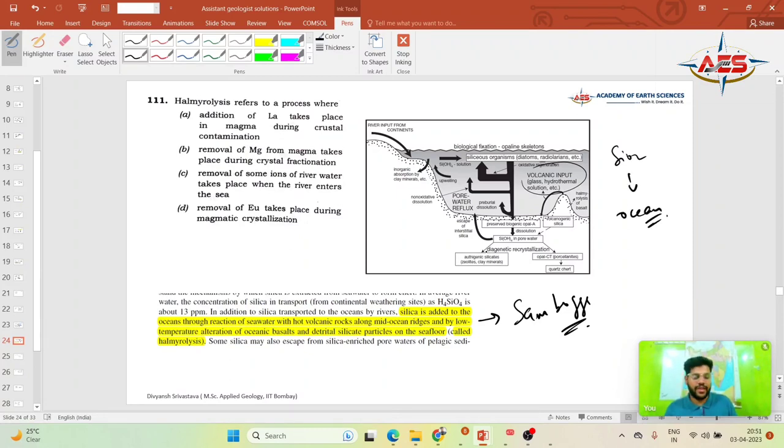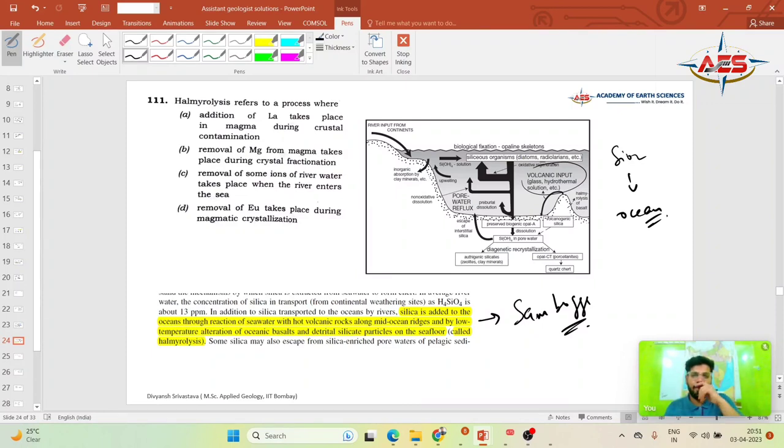Okay, this is a kind of a diagram. So you can see silica is added to the oceans through reaction of seawater with hot volcanic rocks along mid-oceanic ridges and by low temperature alteration of oceanic basalts and detrital silicate particles on the ocean floor. This is called halmyrolysis. Okay, so the correct option from these four, let's see.